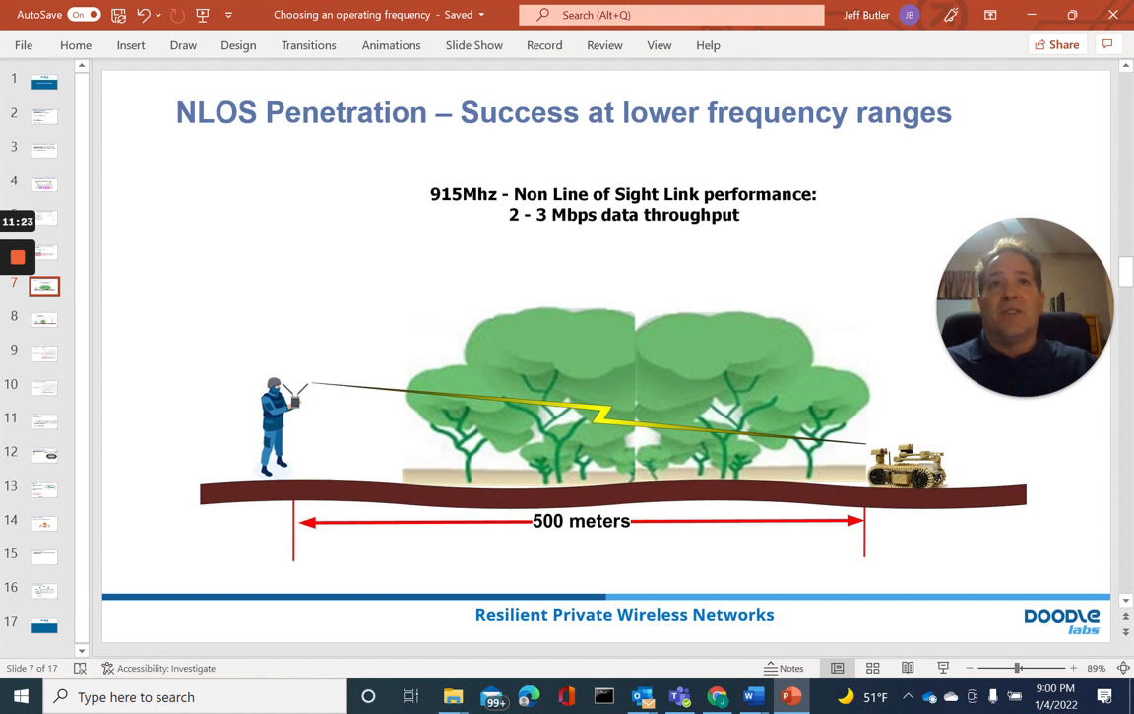Had they attempted or tested this at 2.4 gigahertz or 5 gigahertz, it would have been a no-go. You wouldn't have a link at those frequencies because the trees would provide too much of an obstruction at those higher frequencies. But at 900 megahertz in the unlicensed band, or at 1.3 gigahertz in the licensed frequency space, this link is very feasible and works well.